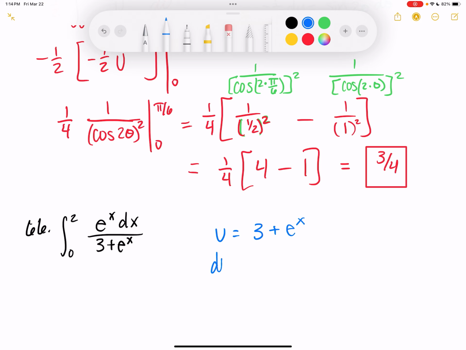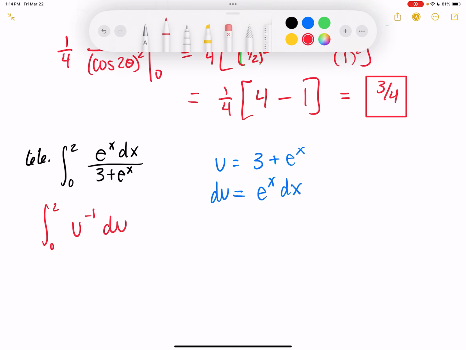So then the derivative of that would be what? E to the x. E to the x dx. Now, normally we try not to have that, but we have an e to the x on top, right? So then we're good to go. So, we have now the integral from 0 to 2 of, I'm going to write this as u to the negative 1 du. And that was something we got a property for. So what is that? Or like 1 over u.